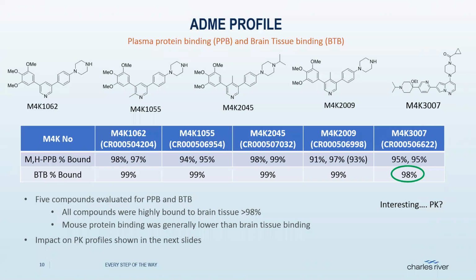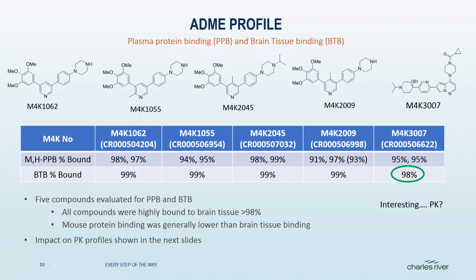And who knows? I mean, 2009 might even be a clinical compound, right? So this is the only wart that we've found in the compound so far. So I think things continue to look good. I do think M4K 3007 looks really quite interesting. I think it's slightly lower bound to the brain tissue. So, that's interesting. What's the fold above EC50? We don't have PK for this compound yet.